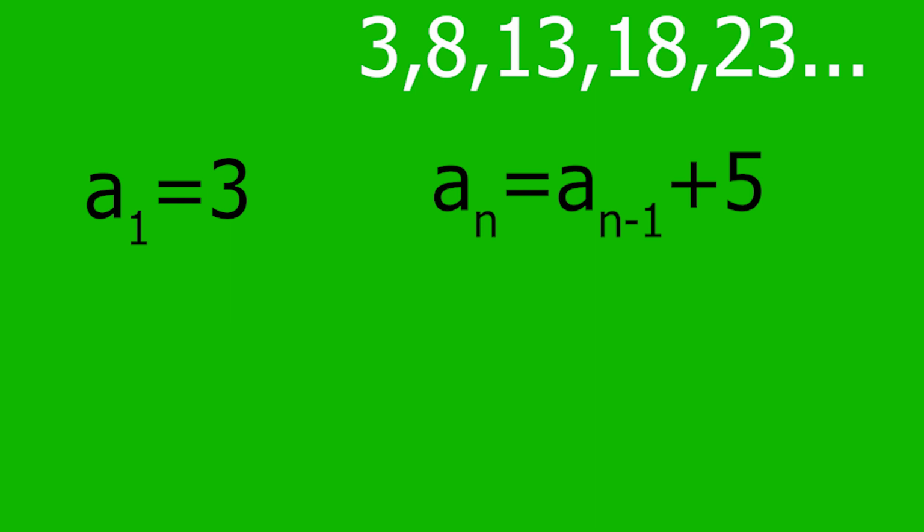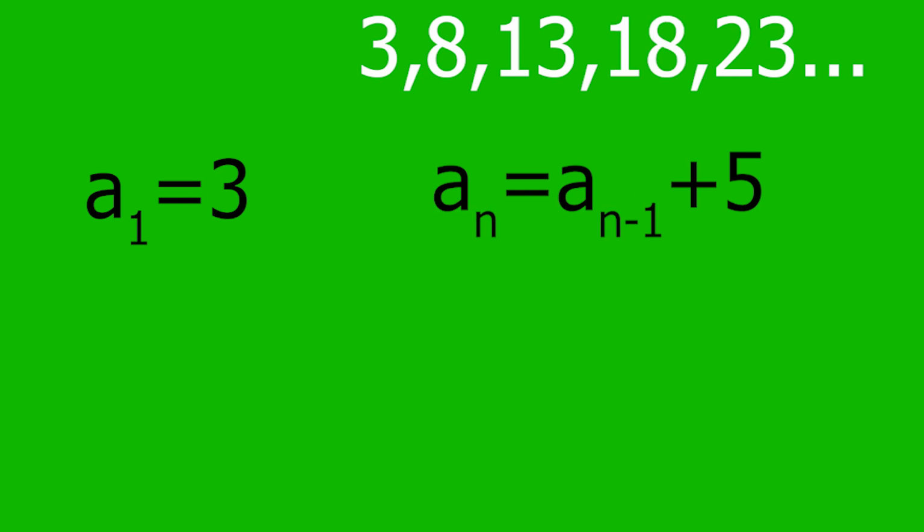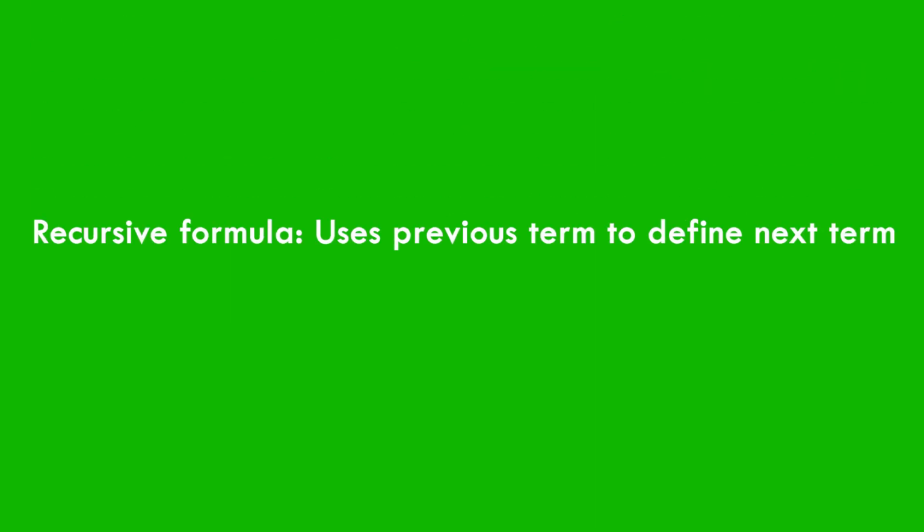Using the formula, supposing that I didn't know 18 was in the sequence, it's just missing. I know the previous term, which is 13, and if I add 5 to that, that will be 18, which is the next term in the sequence. So that's how this formula works. It uses the previous term to tell you what the next term will be. This type of formula is known as a recursive formula. Recursive formulas must always have a starting place. In the previous example, that would be A1, which was 3.